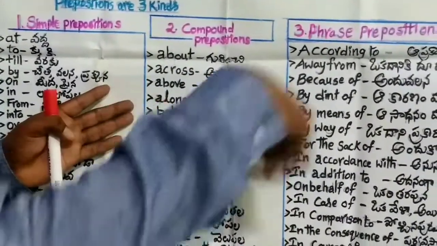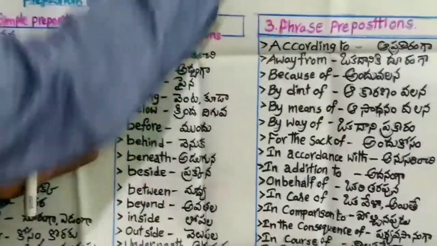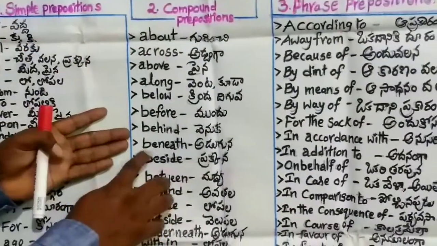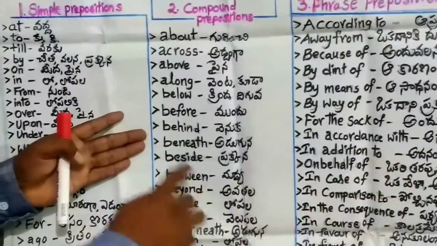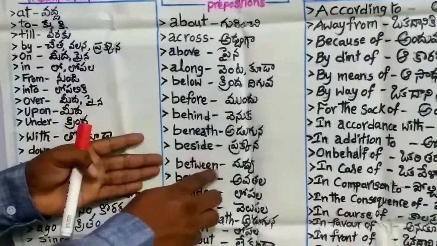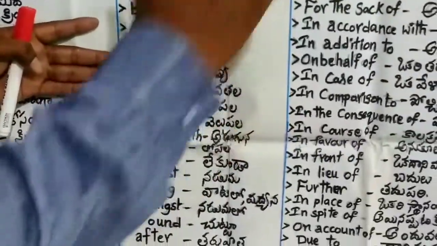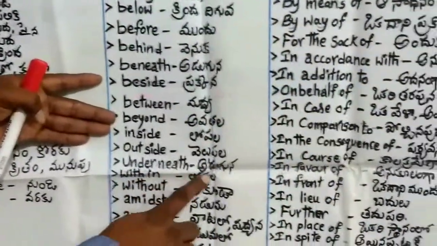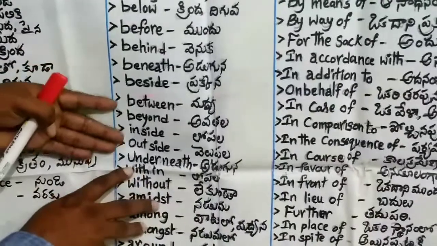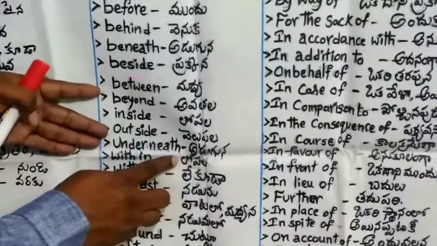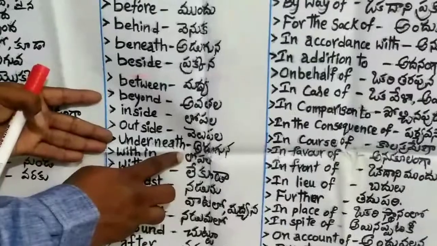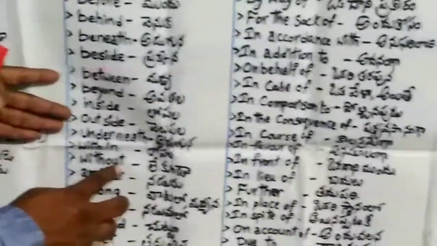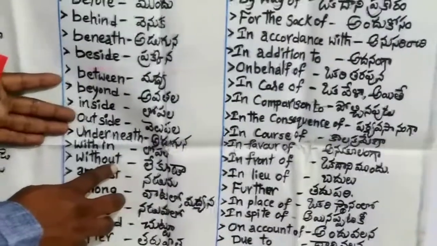And along, venta kuda, and along. Before mundu, behind venuka, I already told you, backside. Beneath adugu bagana, bottom, beneath. Beside prakkana, between madhya, beyond avatala, inside lopala, outside velupala, underneath adugu bagana, and within lopu leda lopala, within this month. My uncle will return within this month. Within. Without, I went abroad without my parents.